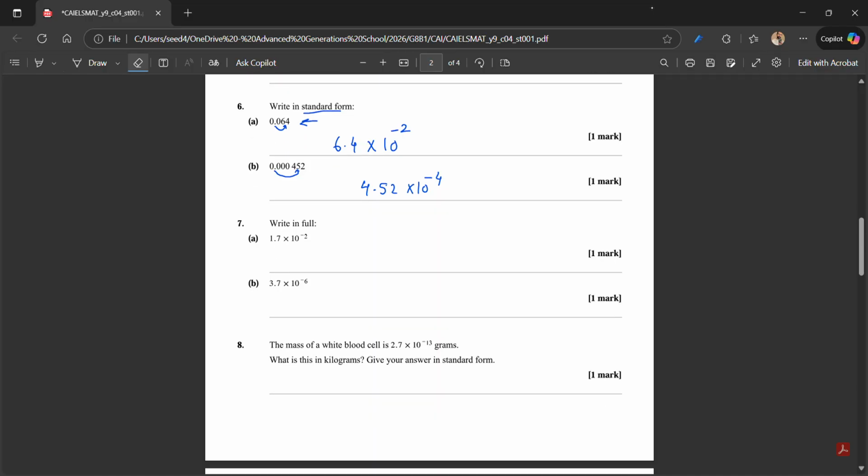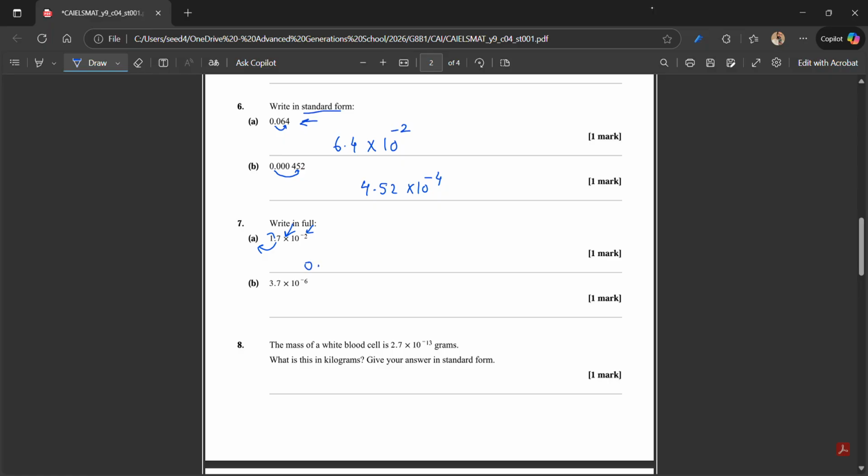Okay. Here also, guys, he said write in full. Exactly the same here, guys. Here it's multiplication, don't forget, and this is negative, so we must move the decimal to the left side. How many digits? 2 digits. Already we have 1 digit here, so we are going to only add 1 more zero.